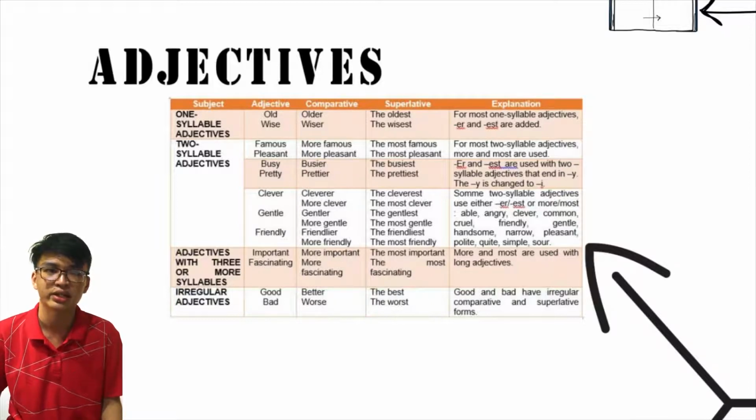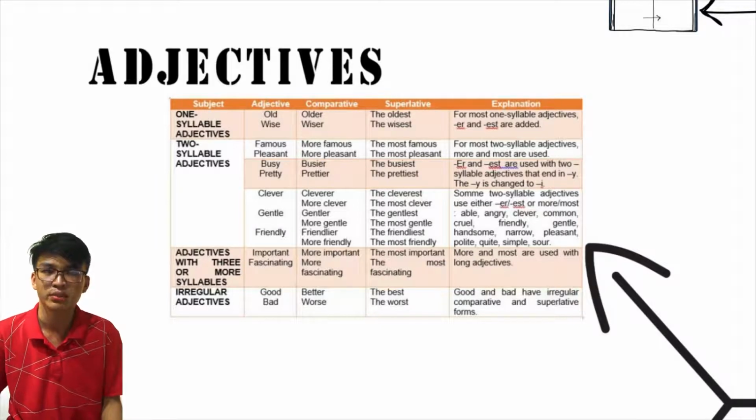The -er and -est are used with two-syllable adjectives that end in y. The y is changed to i. The examples of this adjective are busy and pretty. The comparative forms are busier and prettier. The superlative forms are the busiest and the prettiest.